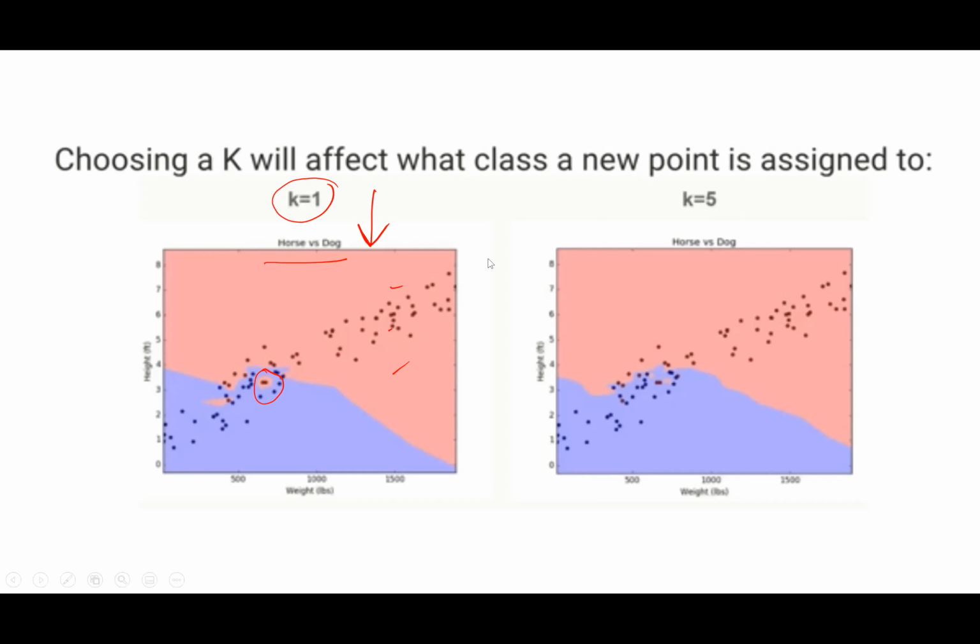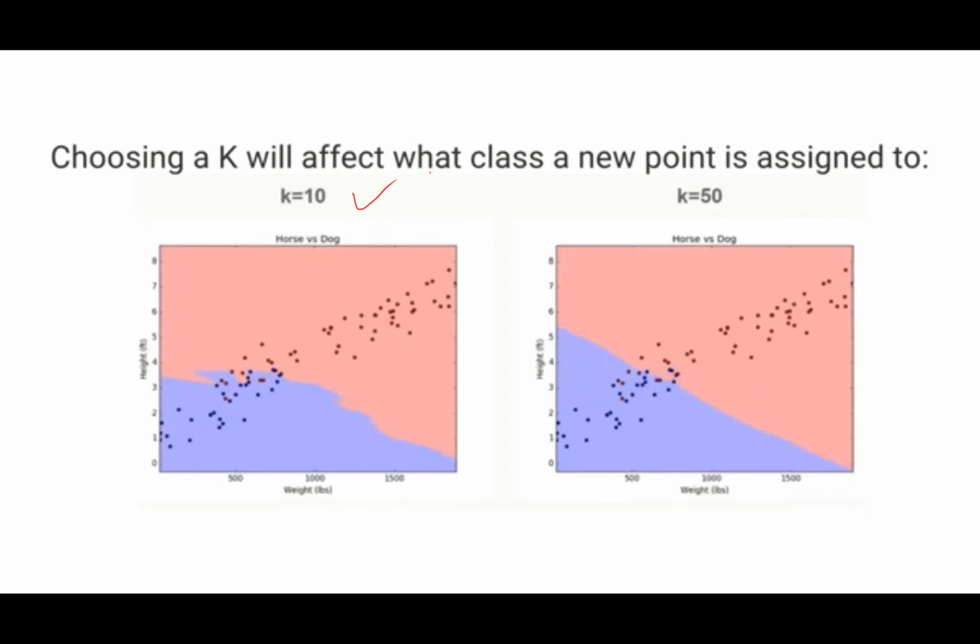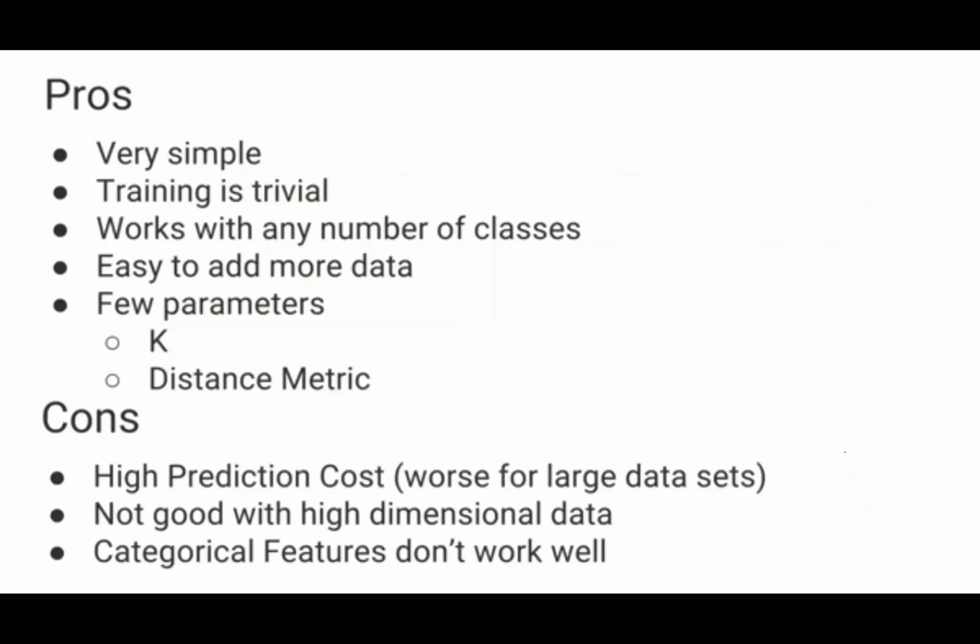Similarly here, if I increase the value of K, I get a somewhat different decision boundary. Decision boundary means decision classification, right? Previously all these points over here were classified as horses, but when I increase the value of K, these points got classified as dogs, which were the correct answers, right? Then if I increase the value of K further, I get a very smooth, very clear decision boundary, right? So this is how the value of K, or the number of neighbors you are taking into account, affects your classification, right? Now, what are some pros and cons?